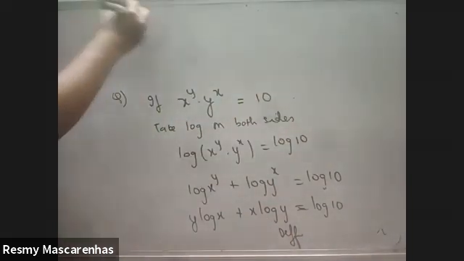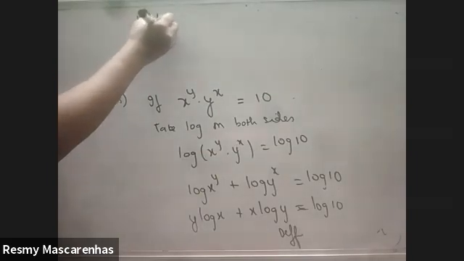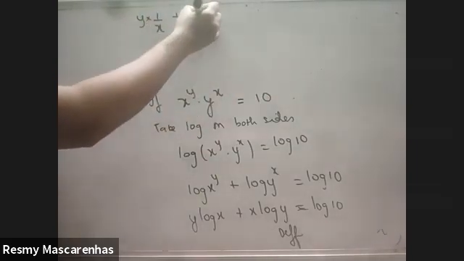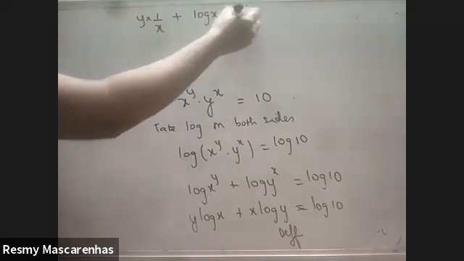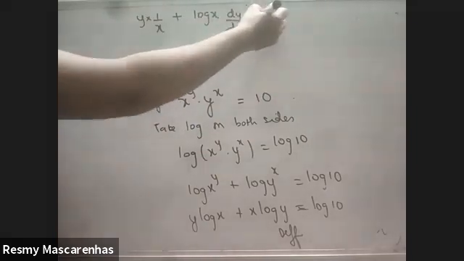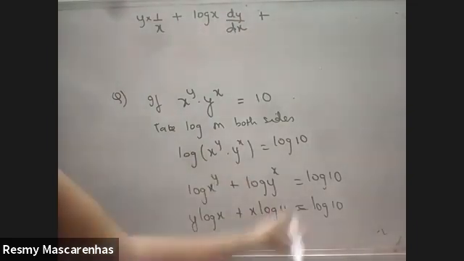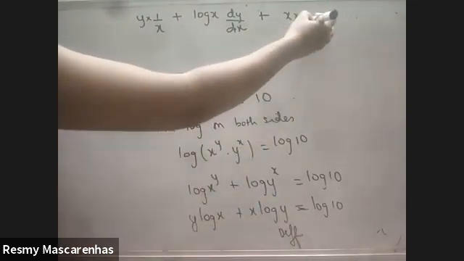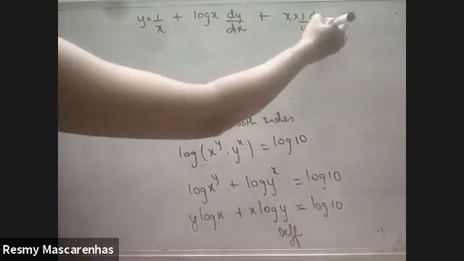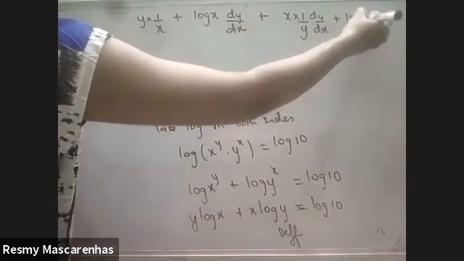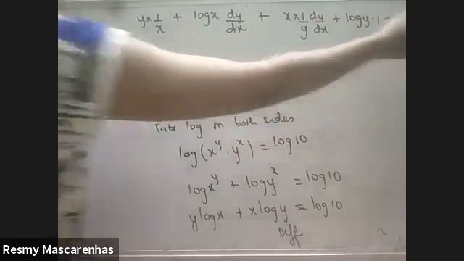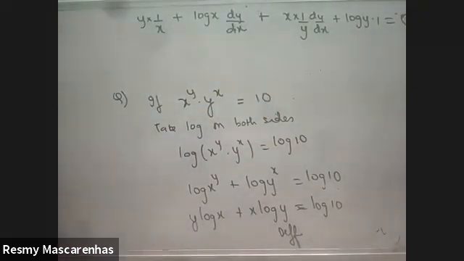So once you differentiate, it will be log x into dy by dx plus, this was about these two terms, u into derivative of v plus v into derivative of u. Then this x into 1 by y dy by dx plus log y into 1 is equal to 0. That last part is 0.